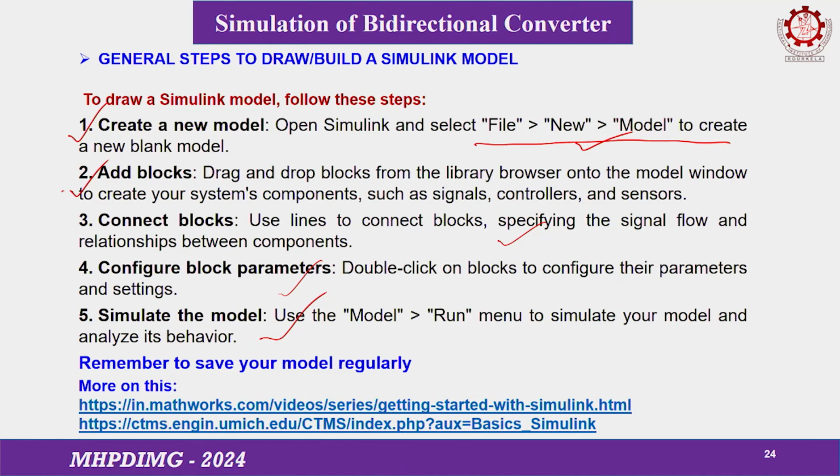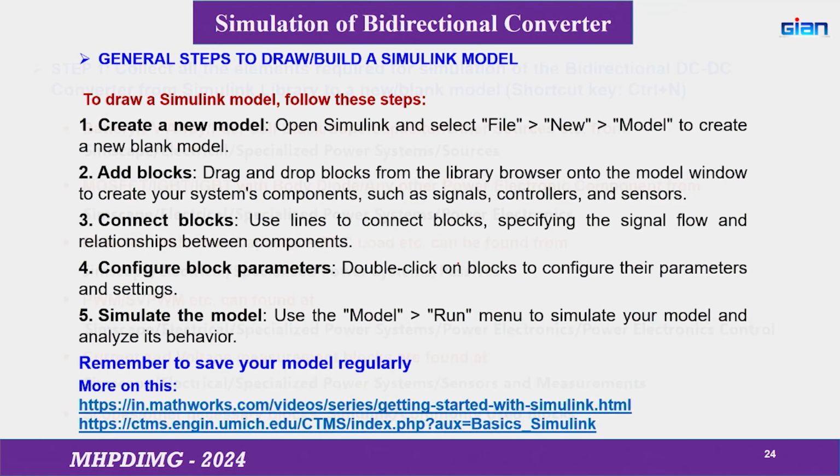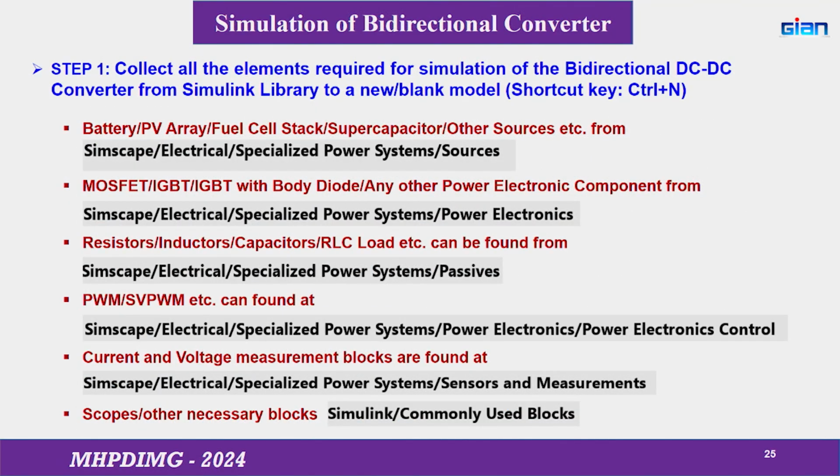So, what are the specific blocks you need for this simulation? Here, the source for this application is a battery. You can get it from Simscape, going to Electrical, then Specialized Power Systems, and inside Sources you will find the battery or fuel cell, all the sources. For this simulation we are using a battery, and you can select lead acid or lithium ion by going inside the battery block, whichever you want to use.